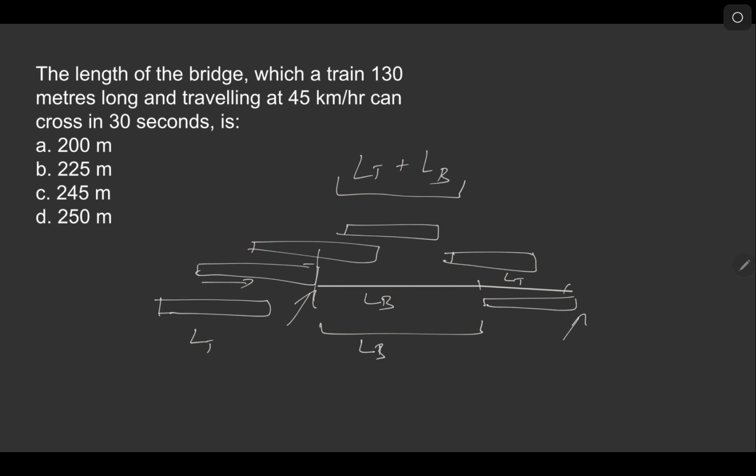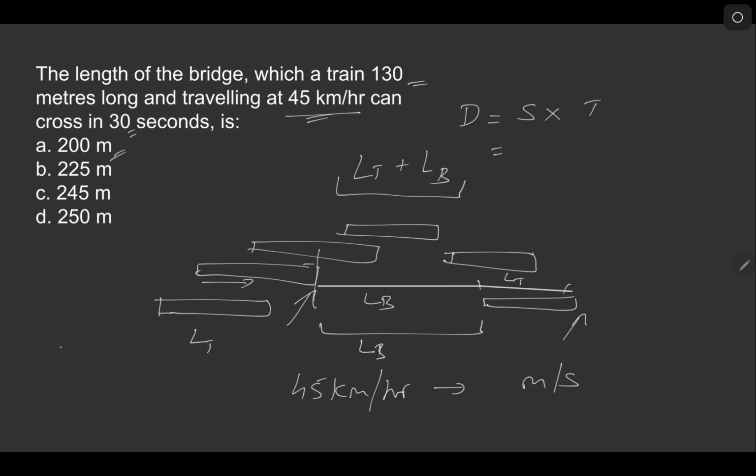So it boils down to what is the total distance traveled, which is nothing but speed into the time. If you notice, the units are different. This is in 130 meters, this is in 200 meters or 225, whatever the answer is, all of them meters. This is in seconds, and this is 45 kilometers an hour. So 45 kilometers per hour has to be converted to meters per second.